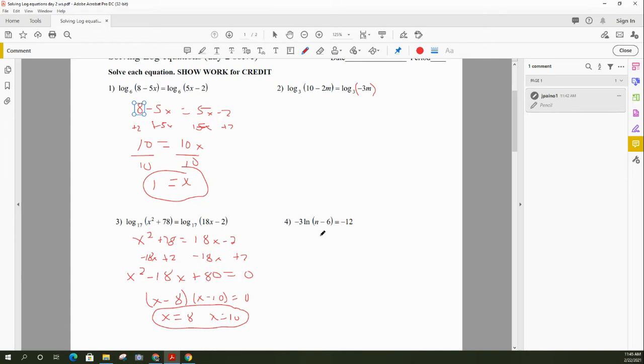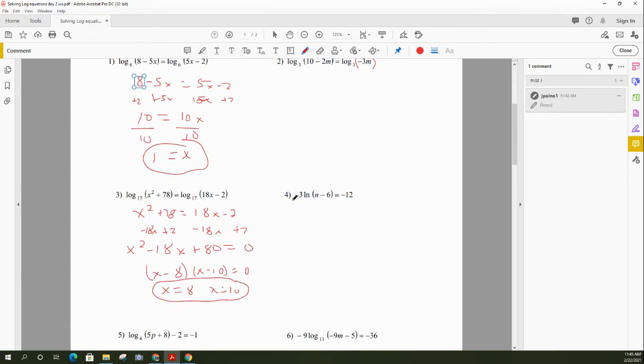With number 4, again, you would just make sure you divide by negative 3 first, and then rewrite it. You could also bring it up there first if you wanted to, but then you'd be solving with the cubic. It's just easier there to divide by negative 3 first.